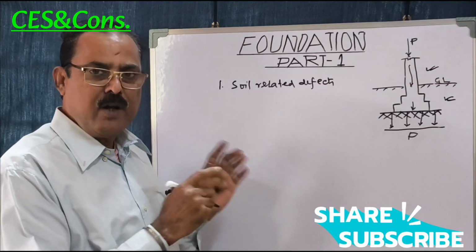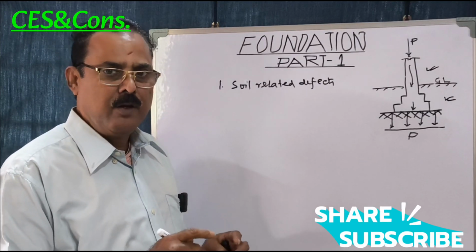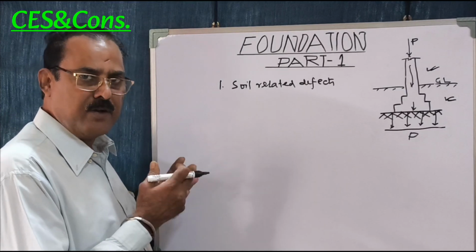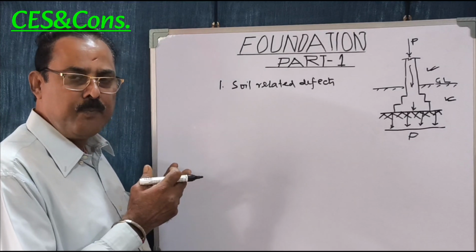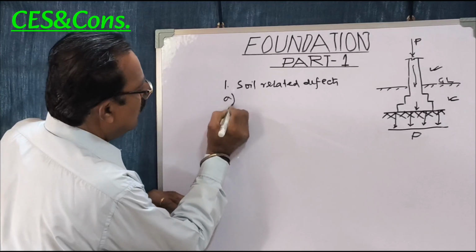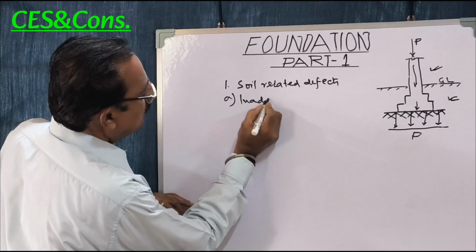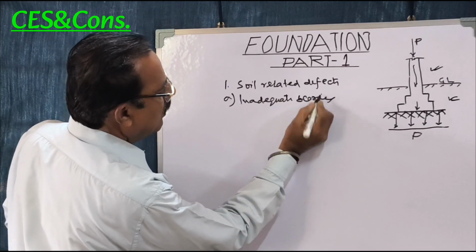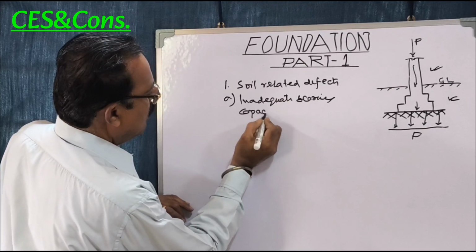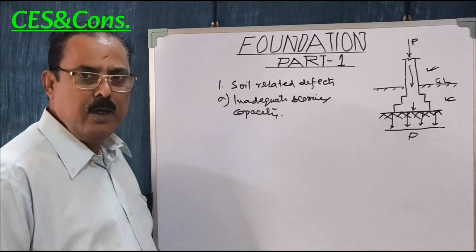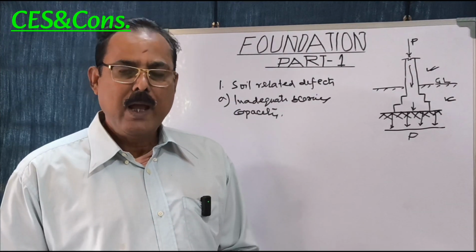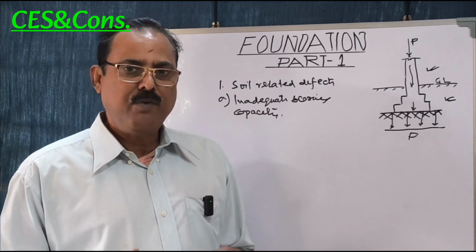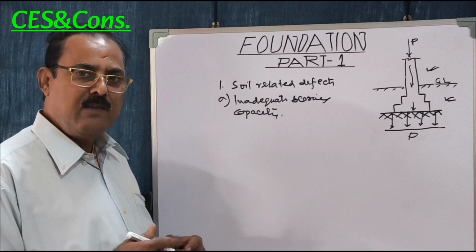Under this head, different defects may be seen. What may be the defects due to soil? Number one, inadequate bearing capacity. If the soil is loose and the bearing capacity is not good, then this defect may occur. Next, soil settlement.